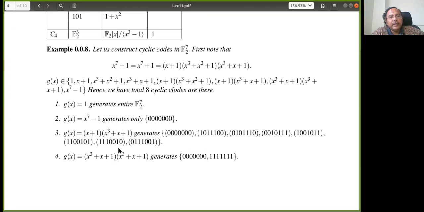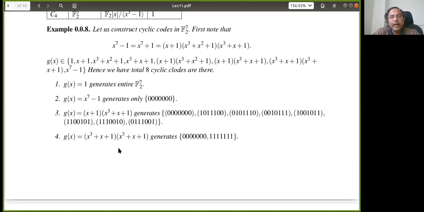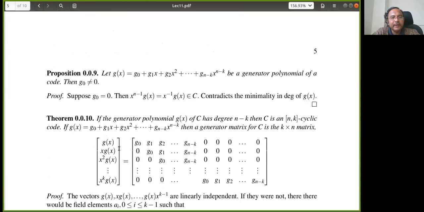So when g of x equals 1, what will I get? F2 power 7, the entire thing. When g of x equals x power 7 minus 1, only 0, 0, 0. For x plus 1 into x cube plus x plus 1, only these code words. So now you have a question of why I'm getting these things. I'll come to that.